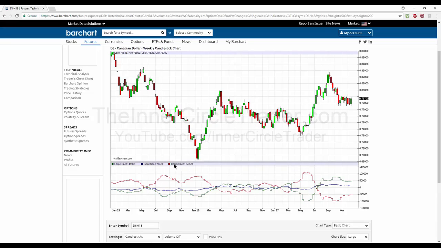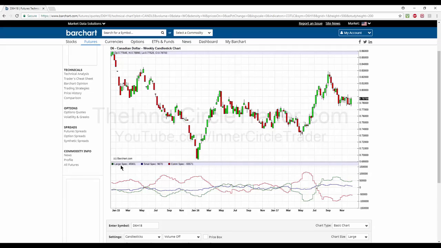Now you'll notice that there is a red line, which is commercial speculators. There's a dark blue line, which is small speculators, and there's a green line, which is large speculators. Large speculators are like large funds, large private traders. Small specs are like anyone else in the retail world. Generally, they're wrong about everything they're doing. And the commercials are many times diametrically opposed to the large specs.